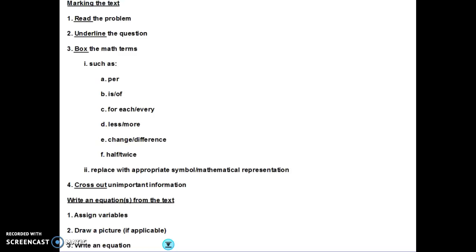After marking the text, we proceed to part 2, which is actually writing the equation to solve. The first step is to assign the variables. After that, if applicable, we can draw a picture. And then, finally, we write the equation and proceed to solve. Now we're going to go ahead and move on to the next slide and practice marking the text and writing an equation.